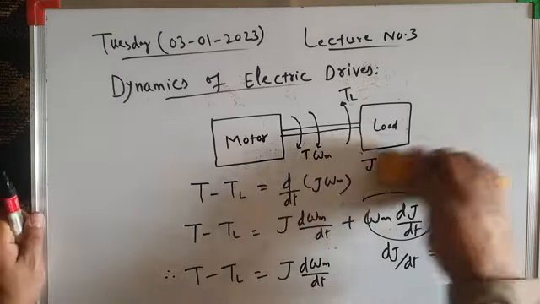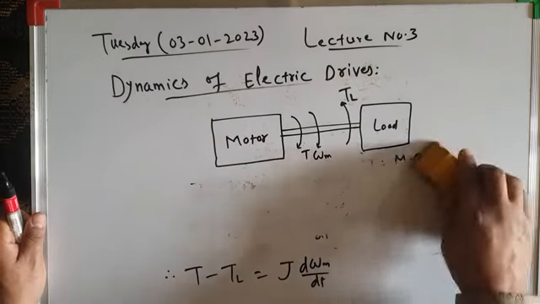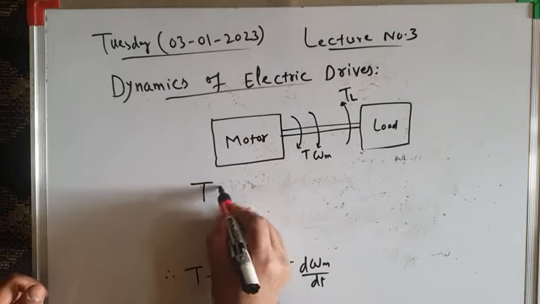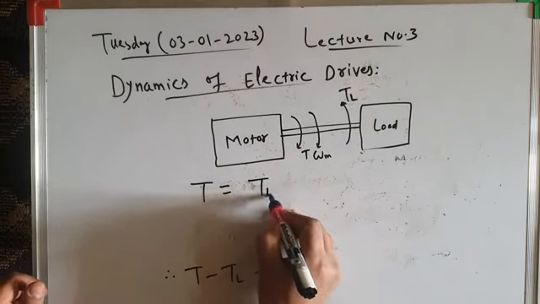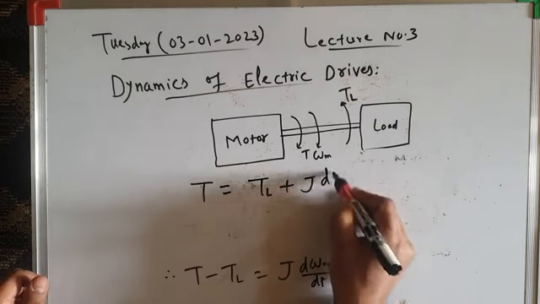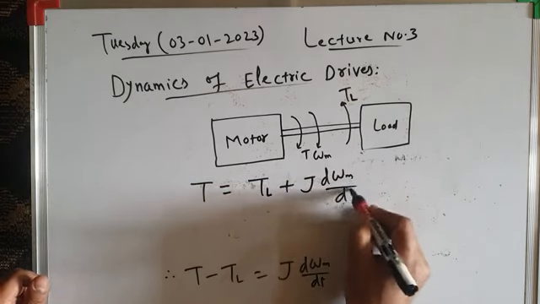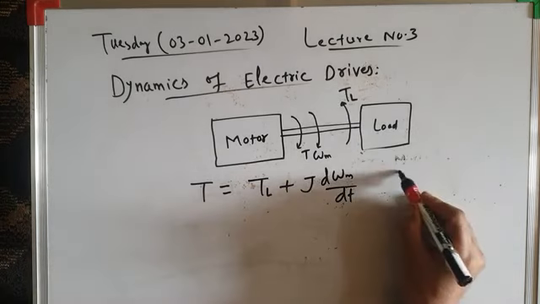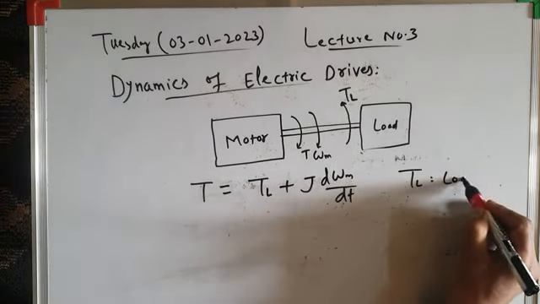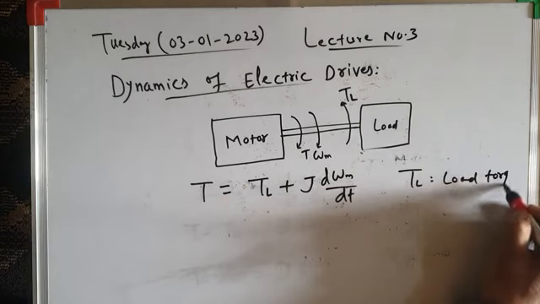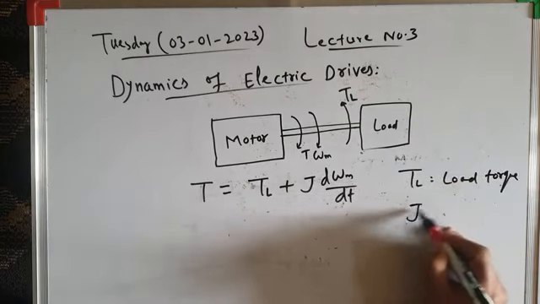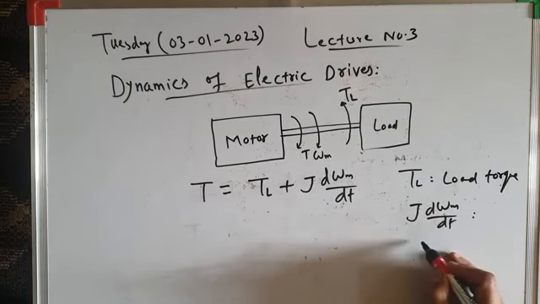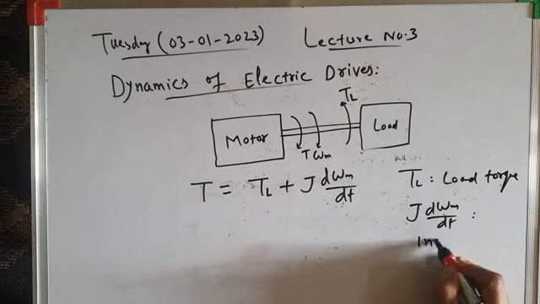Right. We can also write it as T, the electromagnetic torque developed by the motor, is equal to load torque plus J d omega m by dt. Where what is TL and what is J d omega m by dt? TL is the load torque, and J d omega m by dt is called torque due to inertia, load inertia, or we call it inertial torque.